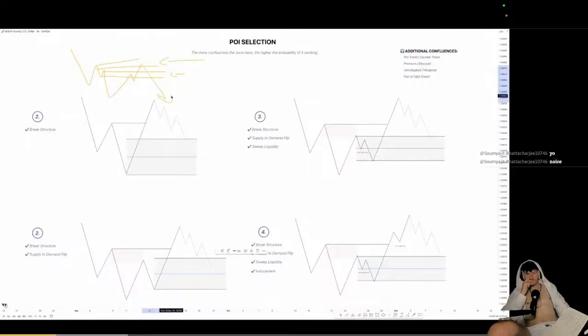Right? And like I always say, trading is always a game of probability. It's never a game of certainty. Right? Which means this zone, even though it has fewer confluences, it could potentially work as well. Right? And that's just the nature of the market.